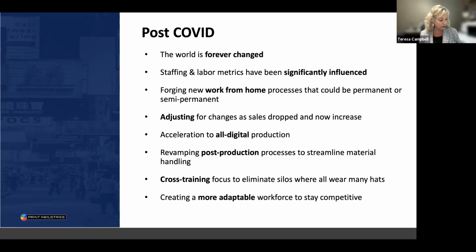Joe, you and I had a conversation earlier about the economy as a whole, and about mergers and acquisitions, and about inflation, and how that all plays a part in the post-COVID world that's forever changed.